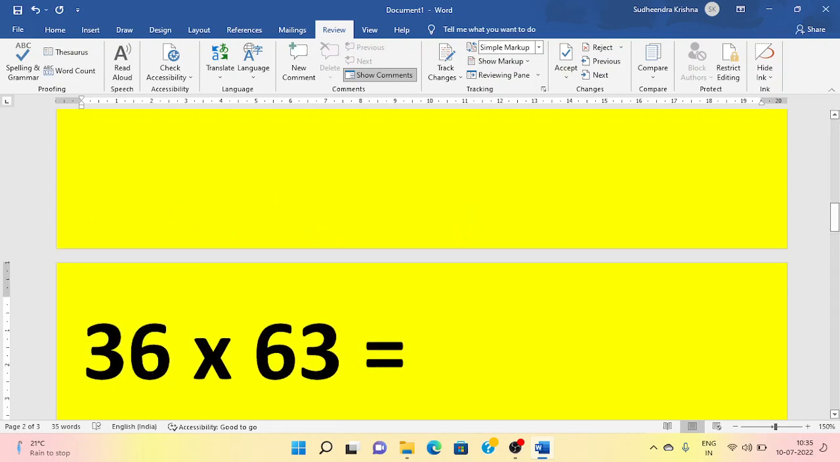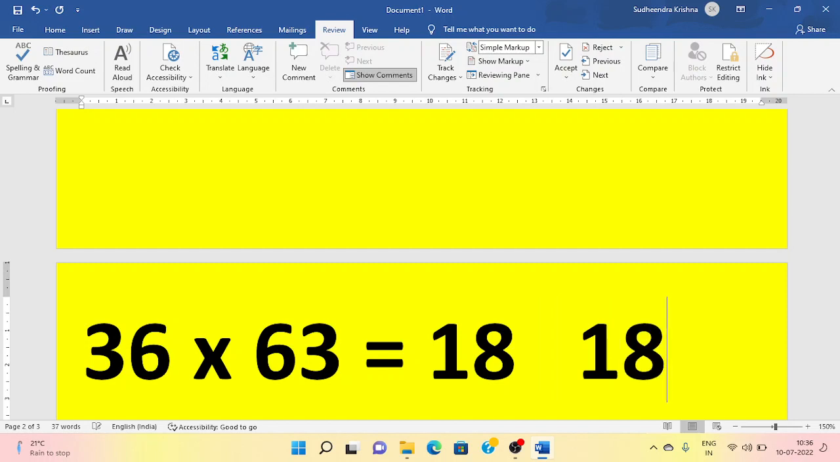Now let us go to the next number. 36 into 63. You have the two digits 3 and 6. 6 3s are 18. So put 18 on the left side and then put 18 on the right side. Now on the right side, the number is 18, which is a 2-digit number, but you cannot take a 2-digit number. So you remove 1 and carry over 1 to the next number. Now to get the middle number, you square 6 and 3 and add them.